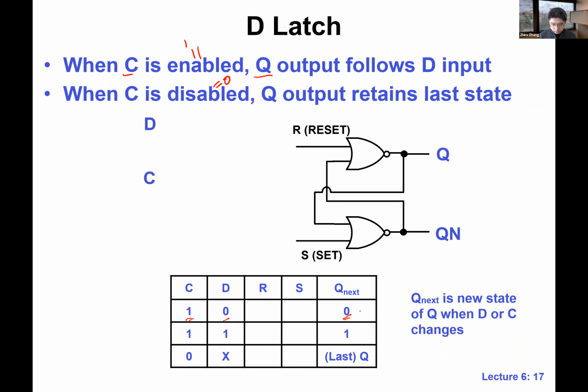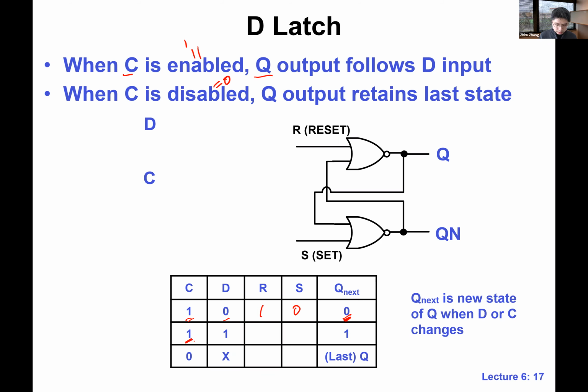So to make this happen, what is R? What is S? Can you fill in the blank for the first row? What is R and S? We want to set Q to be 0, not hold, right? It's a reset, because we want it to be 0. Make sense? Next row.